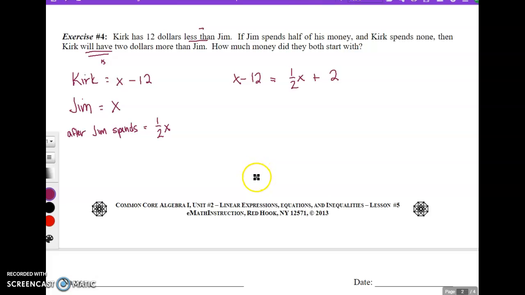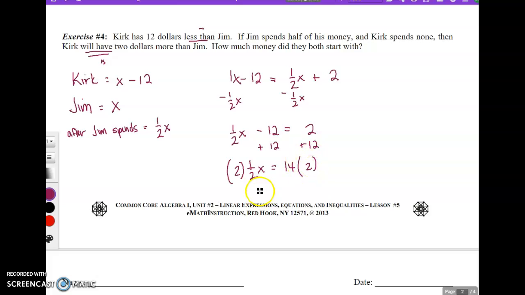Okay, so now we want to solve this for X. All right, so the first thing I want to do is get the X's on one side. Remember, there's a 1 really here. So this is minus 1/2 X. 1 minus 1/2 is still 1/2. And then I want to add the 12. 1/2 X is equal to 14. And then to solve for X, when I want to divide by 1/2, I want to multiply by 2 on both sides. So X is going to equal 28.